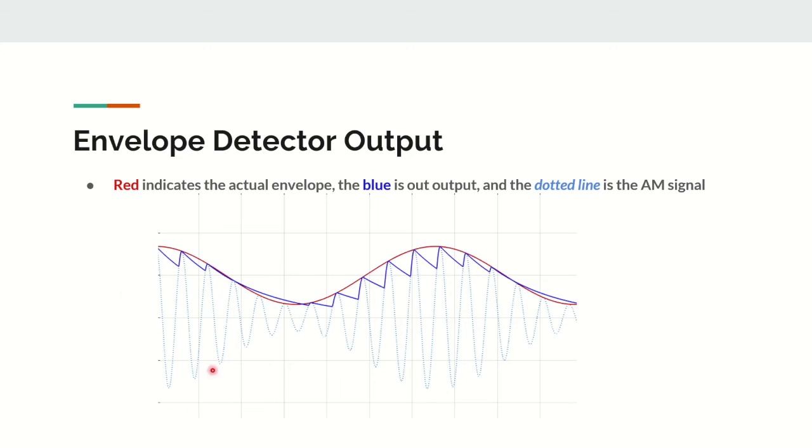So here in the dotted line, we have our input modulated signal. In the red, we have our ideal envelope. And in the blue, we have our actual envelope.